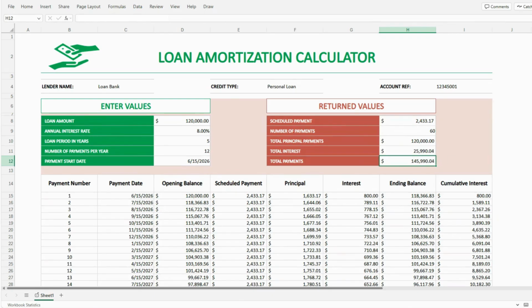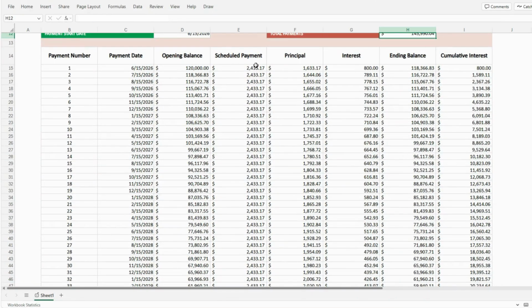Okay, right? So the amortization schedule then gives you a breakdown of every single thing. So you have the payment number, the payment date, the opening balance, the scheduled payment, the principal payment. So what it does is that from the scheduled payment, it tells you how much is going towards the principal, right? That is the loan balance. And then it also tells you how much is going towards the interest charge. Okay, and then you have the end balance, and then the cumulative interest, this is just the interest that is being added every single month.